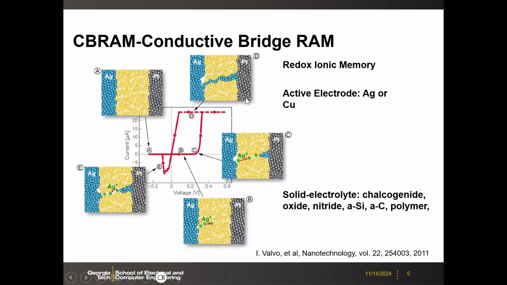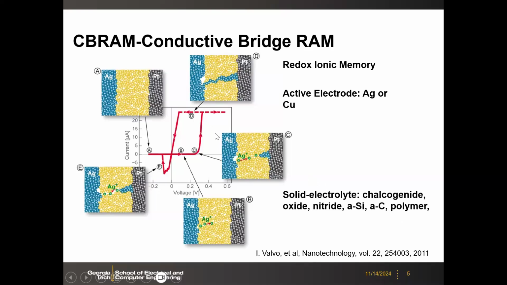And also we talk about the CBRAM, which is another type. In this example, the silver electrode is the active electrode. Once you apply positive voltage, the silver will be oxidized. Then the silver ions will be driven into the electrolyte here. The electrolyte could be oxide, but there are also other materials that could allow the silver to diffuse. For example, chalcogenide and even nitride, amorphous silicon, amorphous carbon, and even polymer could allow the silver to diffuse.